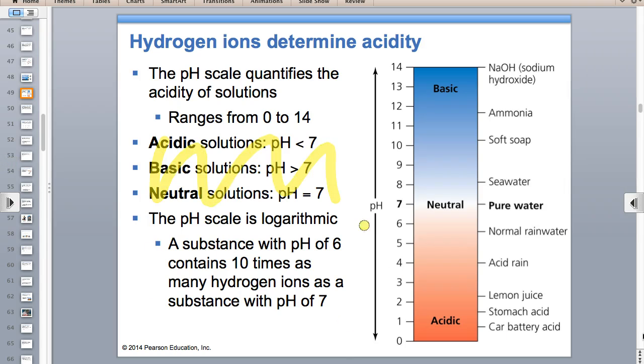And like I said, it's logarithmic. So a substance with a pH of 6 is 10 times more acidic or has 10 times as many hydrogens as something with a pH of 7. I've spent a lot of time on that because it's important.